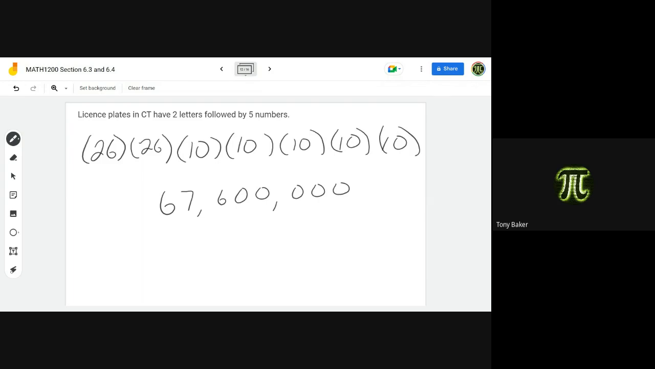Now, normally they have some rules, like they don't typically use Qs, they don't typically use Os, because those can be confused as numbers and letters, because they want to make the license plates easy for the cops to read. So it's like they won't have the confusing ones in there. So there might be a little less than that, but that's when you go through it. That's what you'd do.